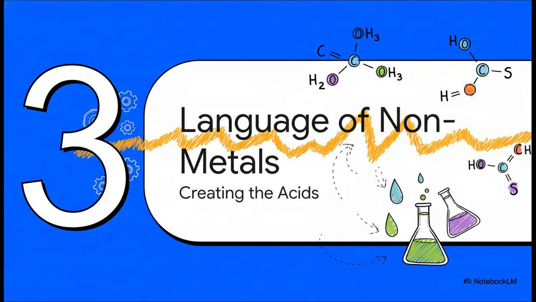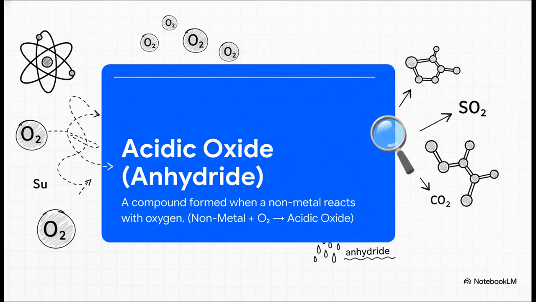Okay, so we've walked the metal path and made some bases. Now let's hop back over that chemical divide we talked about and explore the parallel universe of nonmetals. As you might have guessed, they follow a really similar journey, but their final destination is going to be acidic. Just like the metals, the journey for nonmetals starts with oxygen. A nonmetal plus oxygen gives you an acidic oxide.